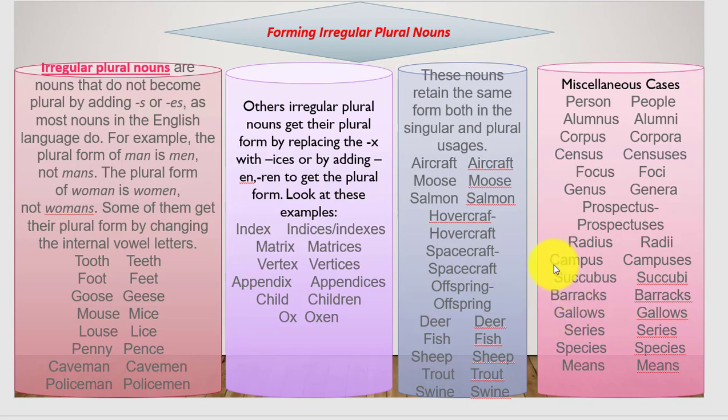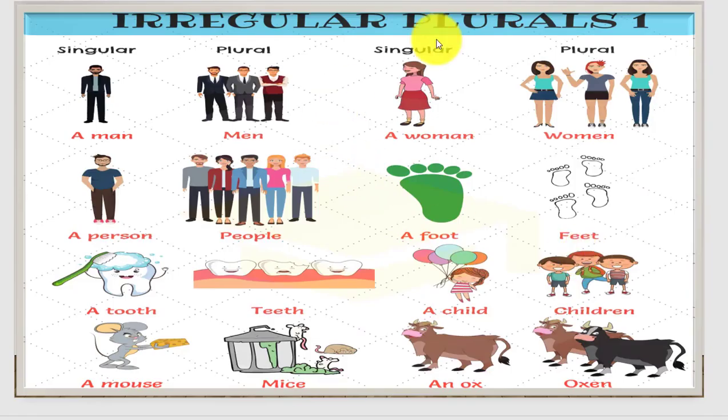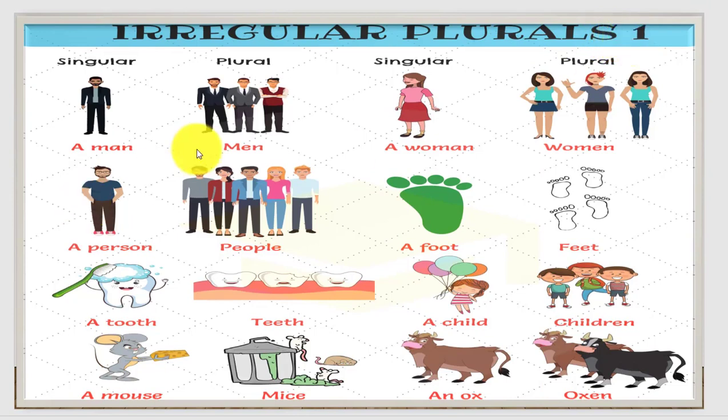The next chart, as you can see, consists of irregular plurals. For example, how do we make the plural? They are accompanied by pictures so that you may keep them in mind for a longer period of time. A man, men; a woman, women; a person, people; your foot, feet; a tooth, teeth; a child, children, not childrens; a mouse, mice; an ox, oxen.